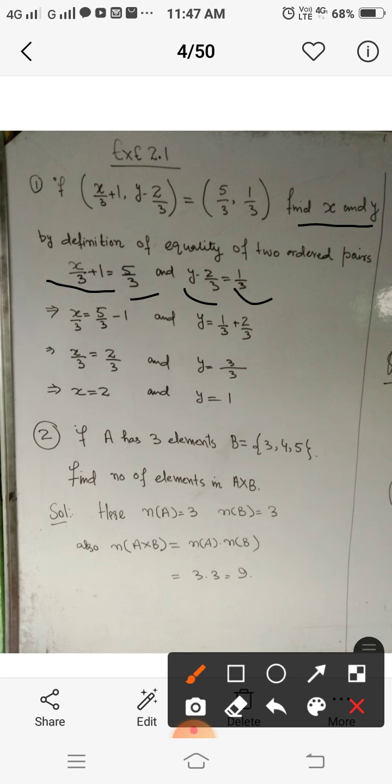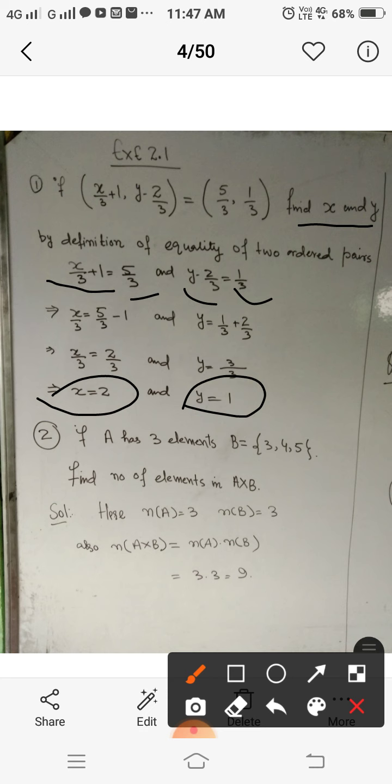So after solving this, we simply get x equals 2 and y equals 1. This means that when x equals 2, y equals 1, these two ordered pairs (x/3 + 1, (y - 2)/3) equal (5/3, 1/3).